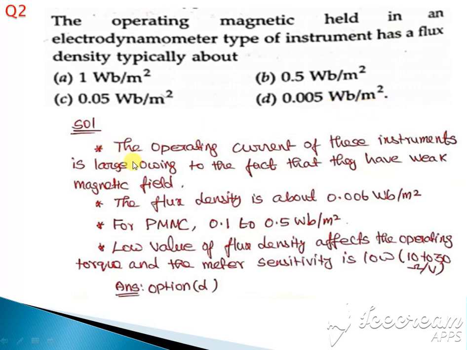Solution: the operating current of this instrument is large owing to the fact that they have a weak magnetic field. The flux density is about 0.006 Weber per meter square. Already we know for PMMC the flux density is 0.1 to 0.5 Weber per meter square. A low value of flux density affects the operating torque, and the meter sensitivity is low, that is from 10 to 30 ohm per volt. The correct answer is the very low flux density value, around 0.005 Weber per meter square. The option is option D.